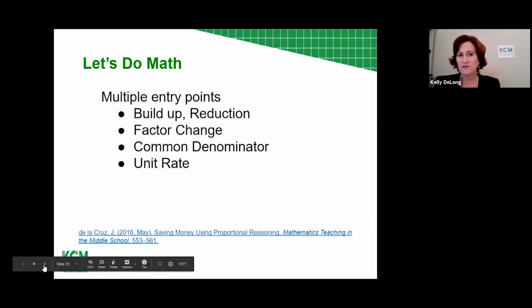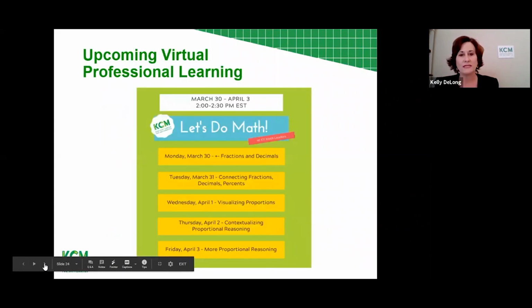The math that I want to leave you with is this idea that proportions have multiple entry points. Please, please keep cross multiply and divide out for later. Allow kids to build up, do reduction, factor change, common denominator, and unit rate. And then of course, these are series.